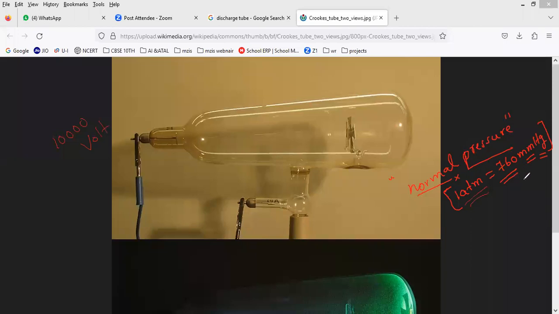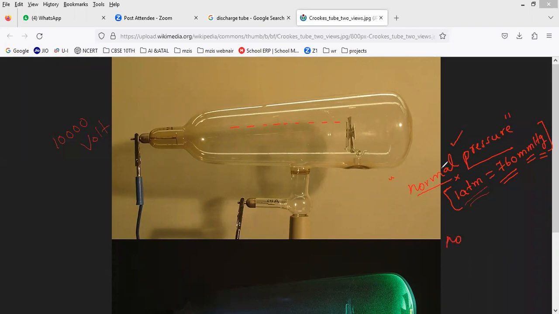760 mmHg, okay? Millimeter. But if you notice, being a poor conductor of electricity, the air or the gas which is present inside the discharge tube, no current is observed when I kept the normal pressure.